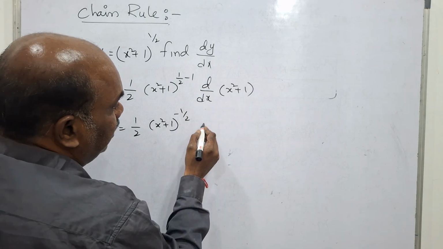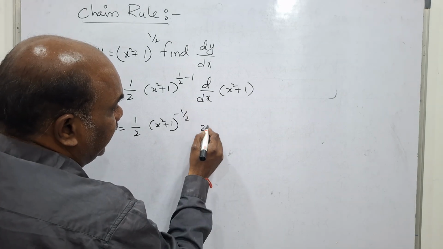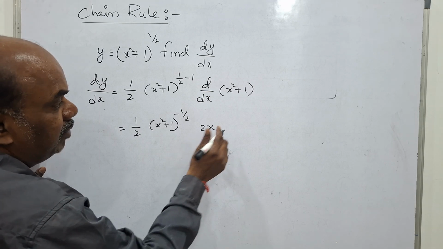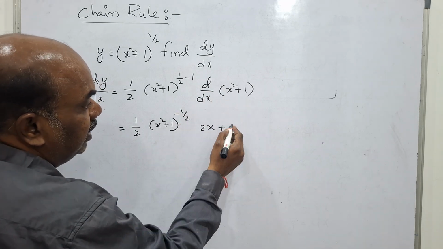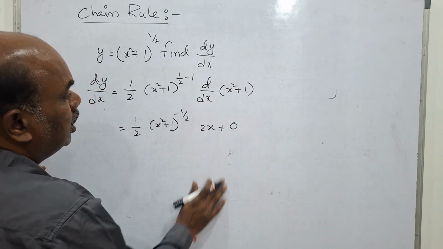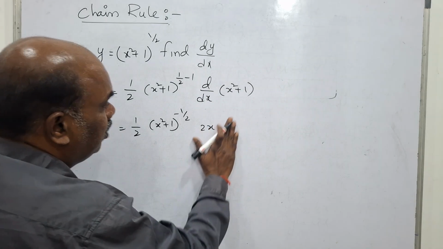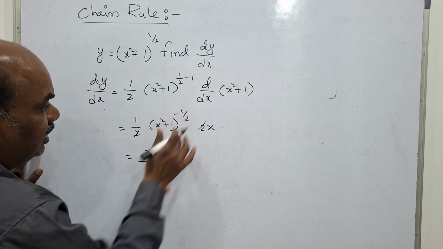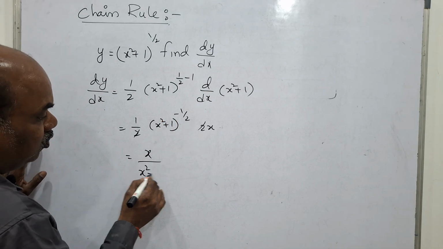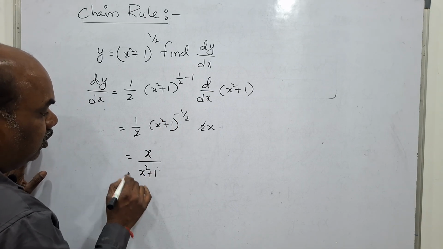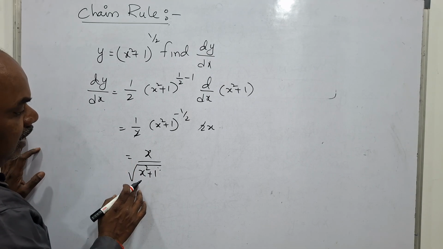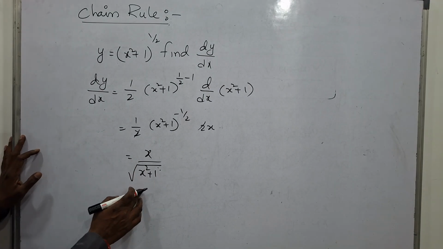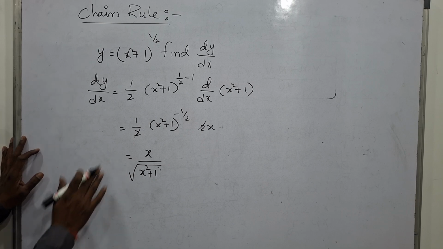Differentiation of x square, d by dx of x square is 2x. Plus d by dx of 1 is 0. So plus 0 no need to write. The whole answer, 2 cancels. Answer is x by, as this comes into the denominator, x square plus 1 whole power 1 by 2 is nothing but root. X by under root 1 plus x square. This is the differentiation. We call it chain rule.